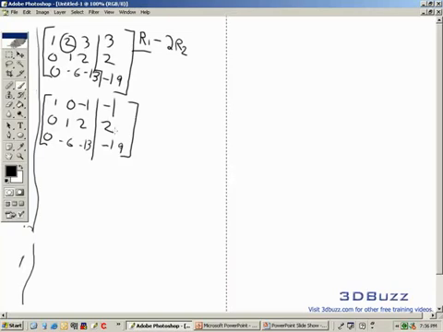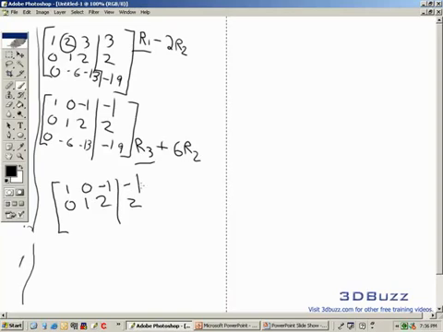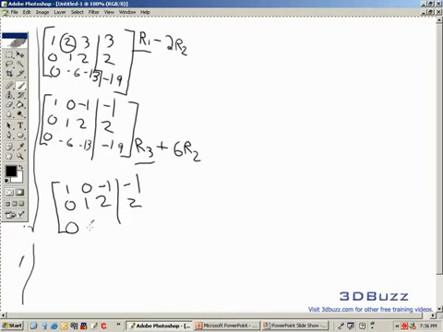There you go. That's the one. So I want to go apply to row 3. I want to add row 2 6 times. Okay. 6 times row 2. So, now we have 1, 0, minus 1, 1. Row 1 doesn't change. Row 2 doesn't change. And now we work out what row 3 is going to be, which would be 0, 0, and negative 1. Right. There we go. I think that's right.